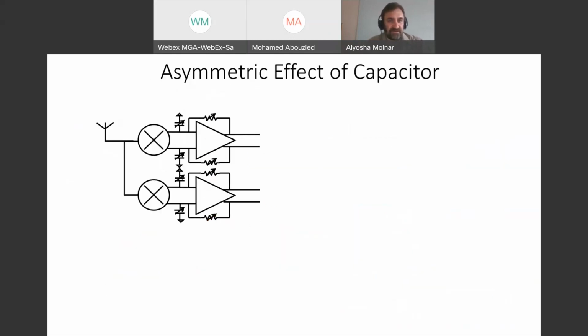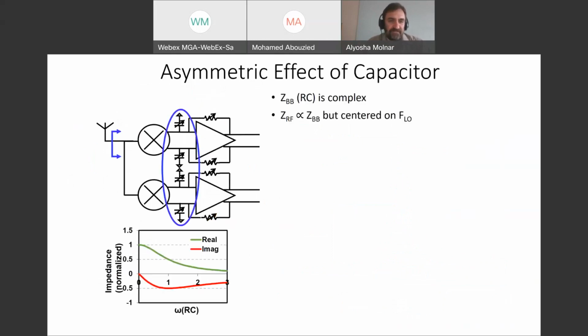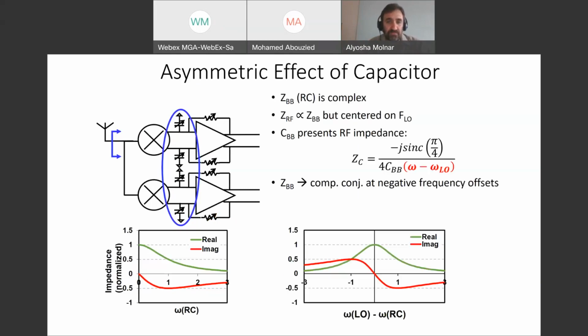So why do we get this asymmetric effect from the capacitive roll-off of our baseband when it's re-up converted to the RF port? The way you can understand that is by looking at the actual impedance that RC is presenting. It has a real component that looks very low pass. It also has an imaginary component that starts out at 0, goes up to a finite value, and then decays away again. And that's just inherent to a parallel RC. However, when it's up converted around the local oscillator frequency, it turns out that the lower sideband is the complex conjugate of the upper sideband. And so what I see in terms of impedance is a bandpass real impedance, but this asymmetric imaginary impedance.